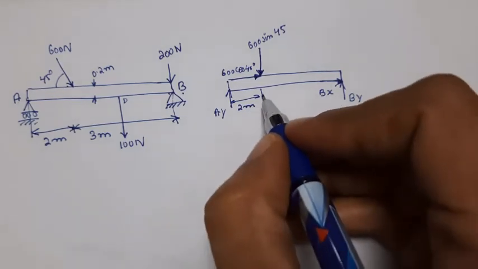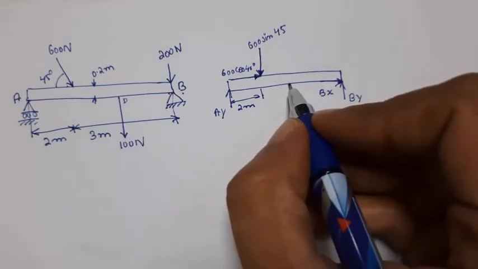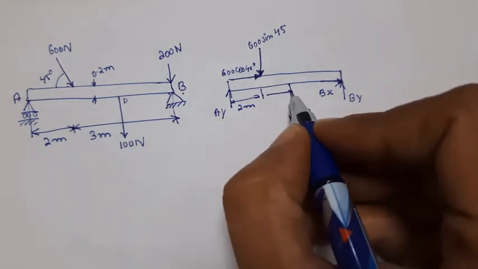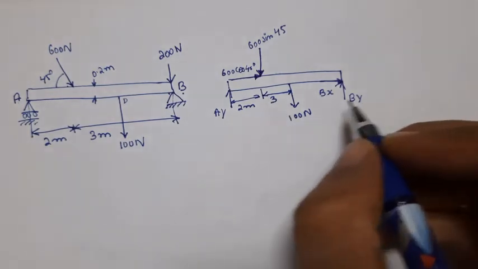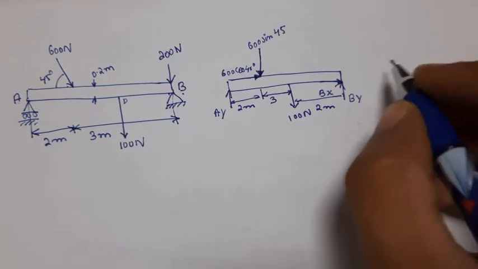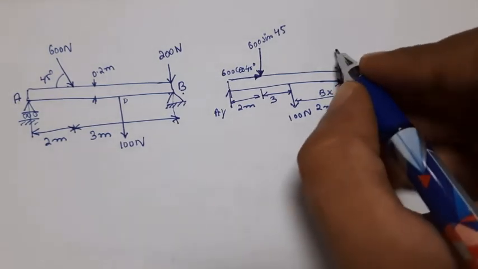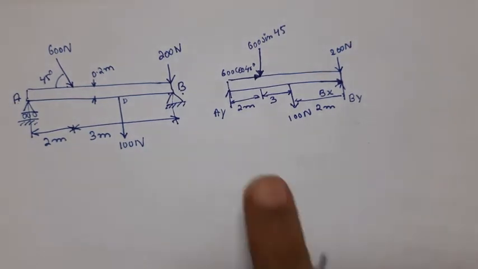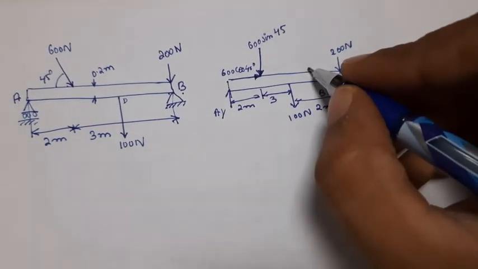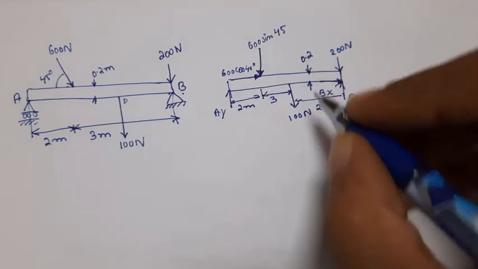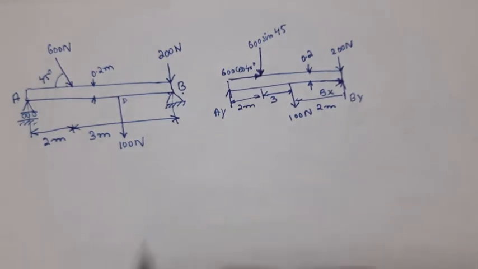Now from this particular point there's another force acting here, which is 100 Newton. This is at a distance of 3 meters, and from here to here it is 2 meters, and here there is one more force acting, that is 200 Newton. So this is a free body diagram of this particular beam. Here the thickness is also given, that is 0.2. Here we will neglect the weight. In the previous problem also we neglected the weight of the beam.